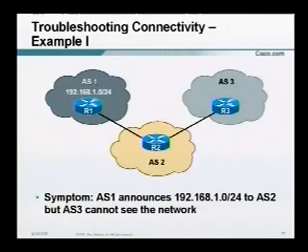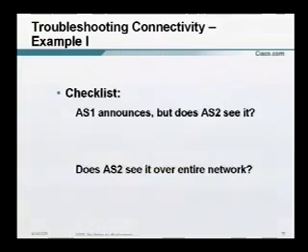Right, let's look at some connectivity problems. Symptoms: AS1's announcing a network 192.168.1/24 to AS2, but AS3 can't see it. So you've got your friend or somebody your customer's trying to reach in AS3, and well, you're announcing the network, but AS3 can't see it. This is where I introduced the checklist. You've got to try and set up a checklist to see how we're going to work through this.